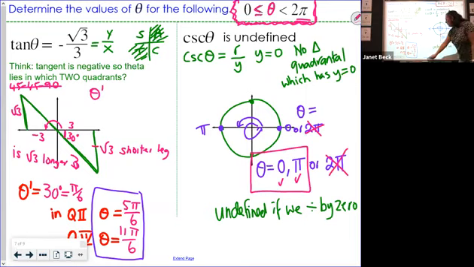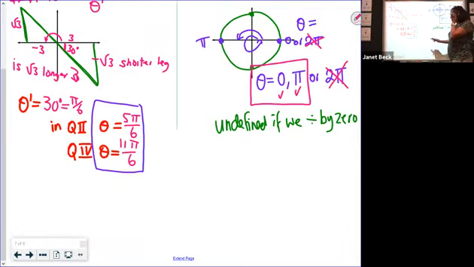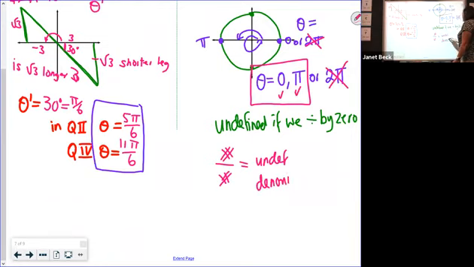Now let's have a look at undefined quickly. Undefined and 0. We get undefined if we divide by 0. Say we had some trig function, which was a ratio of 2 numbers. If it equals undefined, we know the denominator equals 0. What about if it was equal to 0? Then we know that the numerator equals 0.